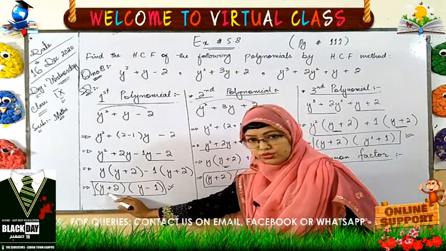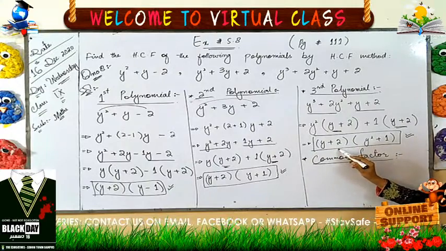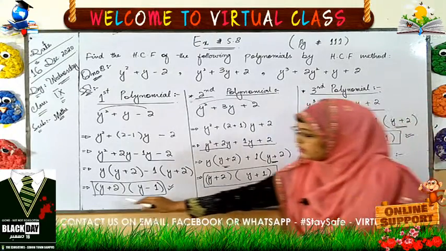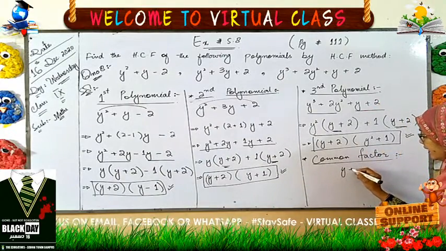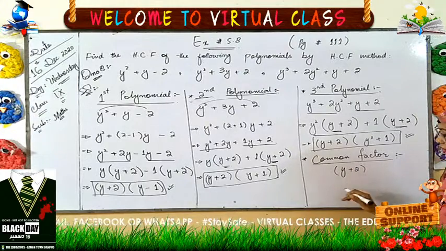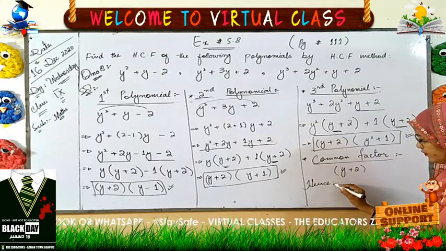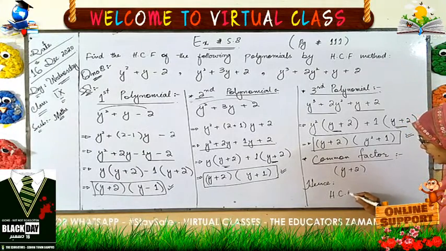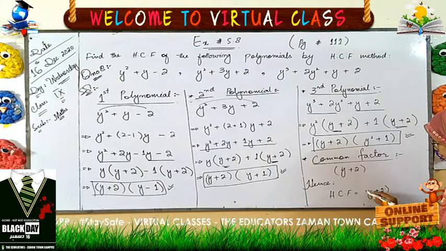Y plus 2, right? Here we are having y plus 2. These three are the common factors. So we will write down the common factor as y plus 2. As we are not having only a single common factor, hence it is the HCF. HCF is equal to y plus 2, right?